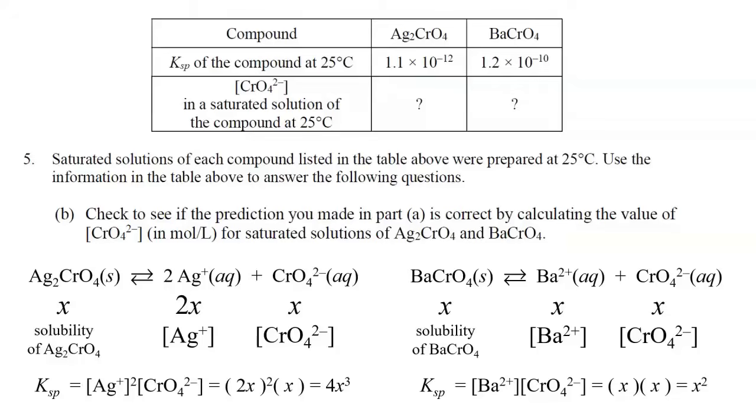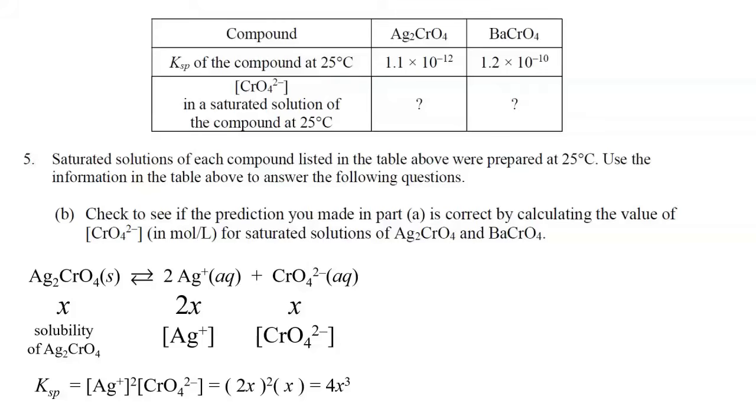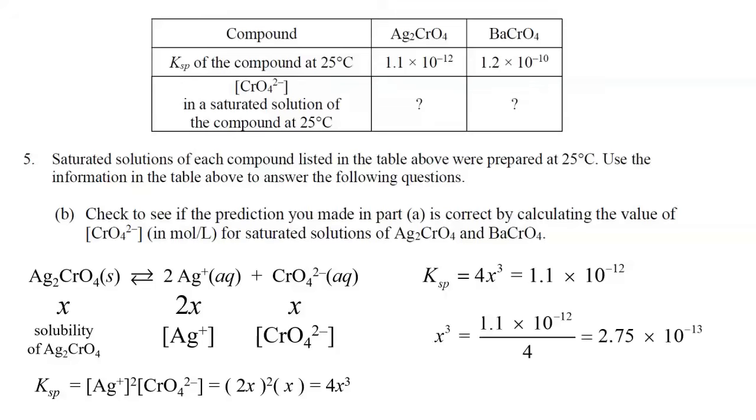So we should get different math manipulations. In one case, we're dividing by 4 and taking the cube root. In the other case, we're just taking the square root. All right, let's start with silver chromate. The Ksp is 1.1 times 10 to the negative 12. We set that equal to 4x cubed, divide by 4, and then take the cube root.